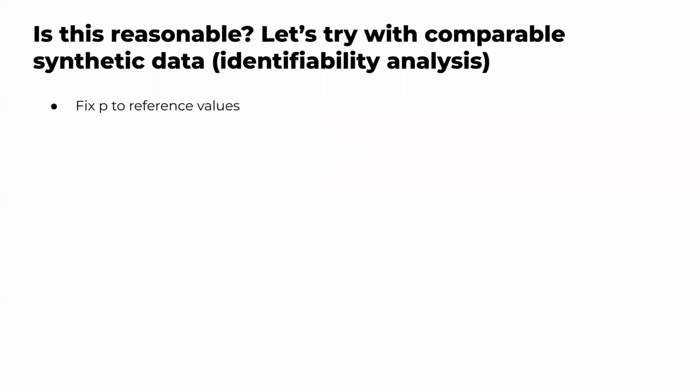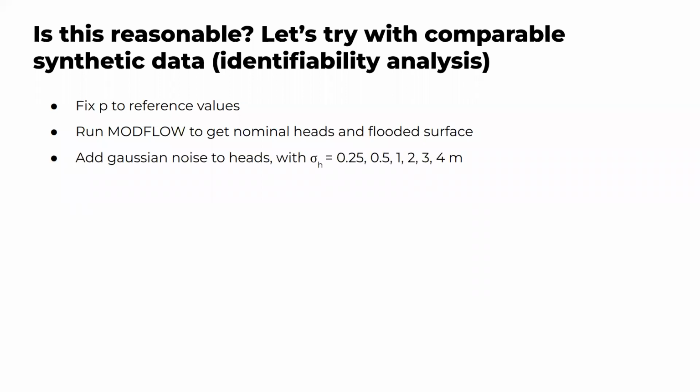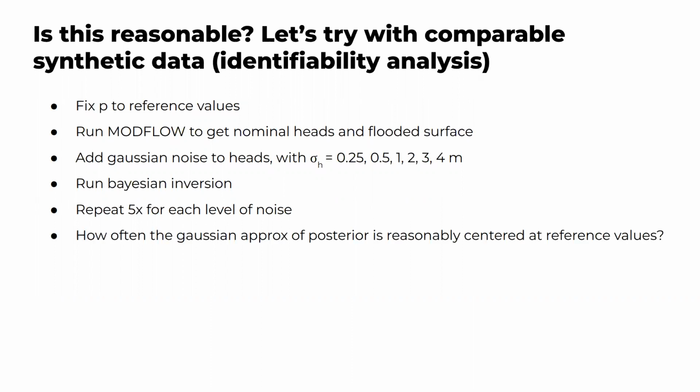We chose some reference values for the 4 parameters. We ran MODFLOW to get the nominal heads and the nominal value of the flooded surface. Then we added Gaussian noise to the heads and ran the Bayesian inversion with those noisy data. We repeated this operation 5 times for each level of noise. Then we increased the noise, and we see how often at each level of noise we reasonably recover the true values.